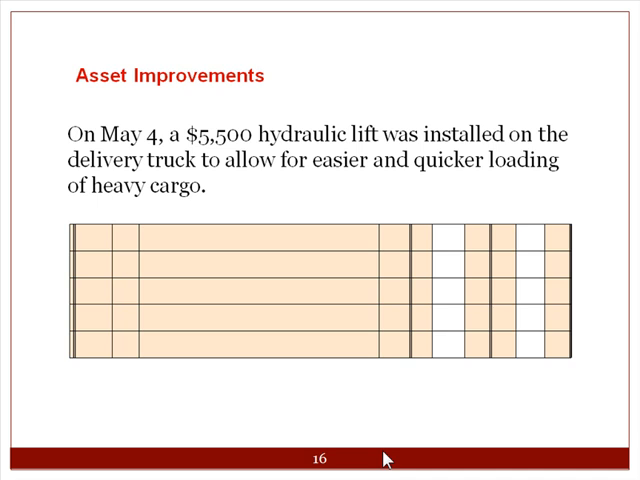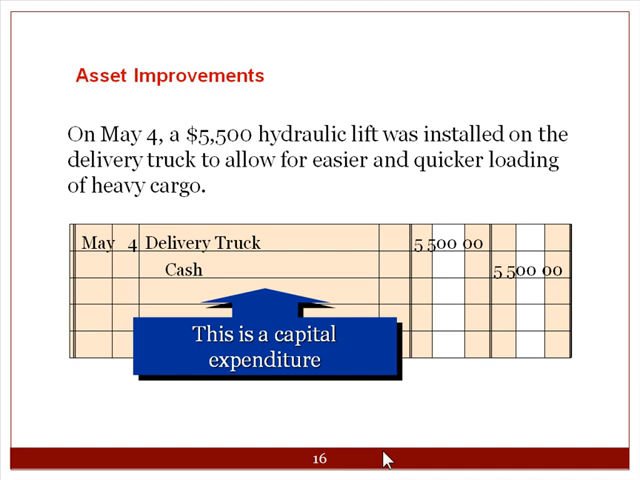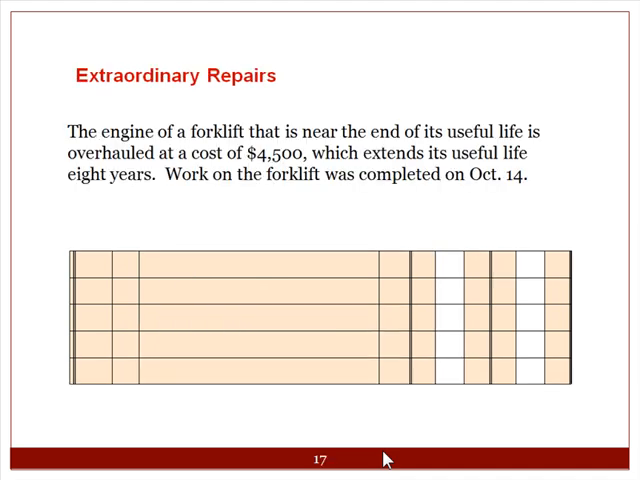Asset improvements, say you bought a $5,500 hydraulic lift, it was installed on a delivery truck. So you're improving the asset and possibly extending the life. Then it goes to the value of the truck and cash. So it's a capital expenditure. So the difference is something that's ordinary and repair-like in nature is an operating expense. If it adds to the value and it can be used over time, then it's a capital expense.